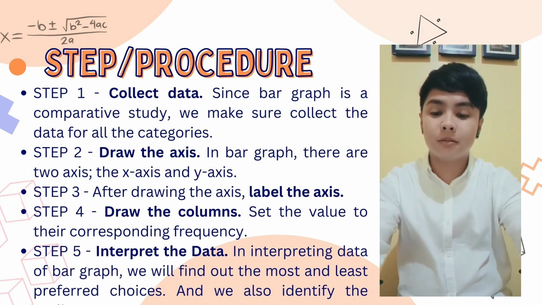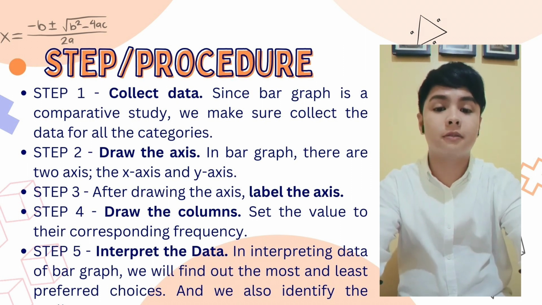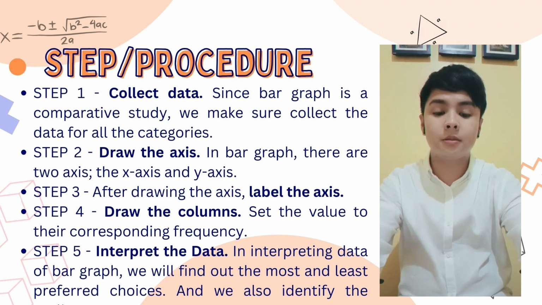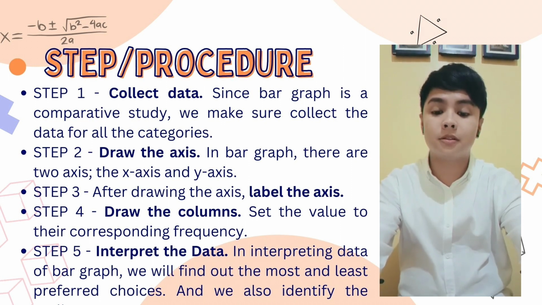Step 3 is after making the axis, label it. Step 4 is draw the columns and set the values to their corresponding frequency. And the last step is step 5, which is interpret the data. In interpreting the data, we will find out the most and the least preferred choices, and we will also identify the outliers.